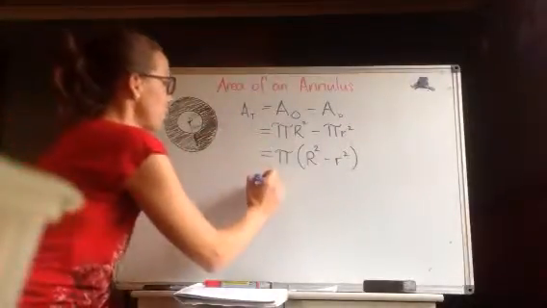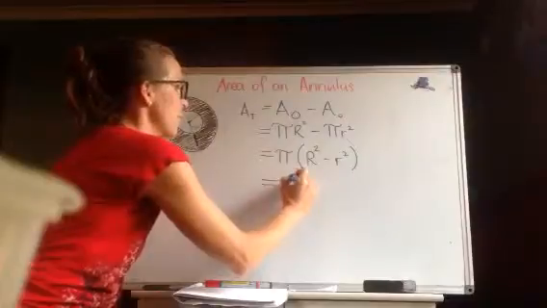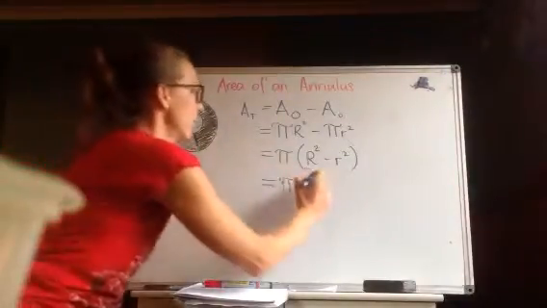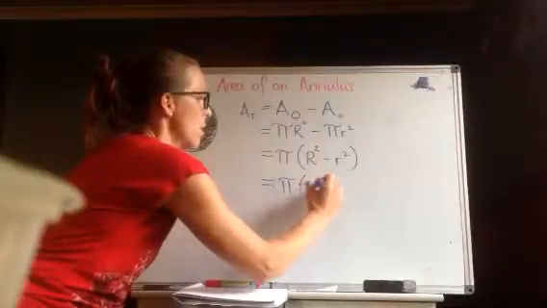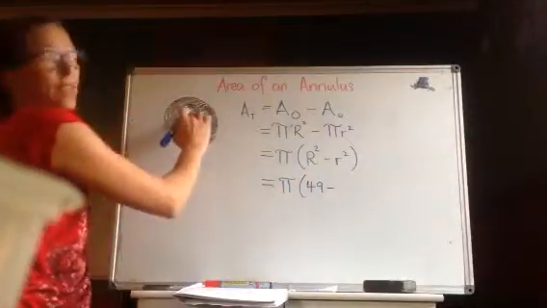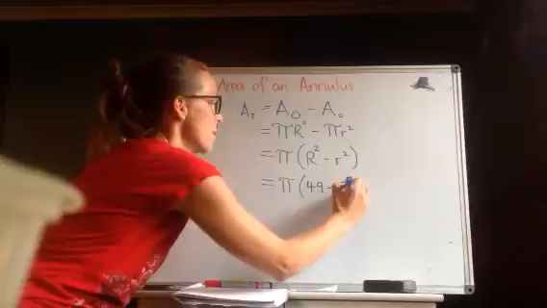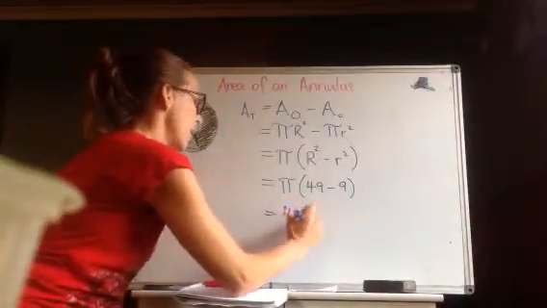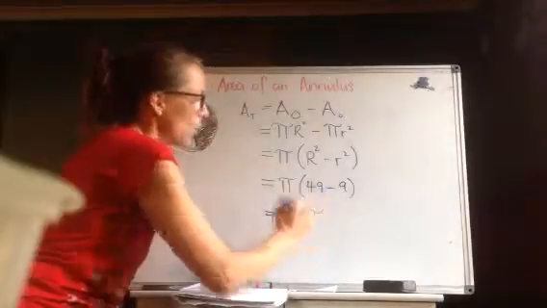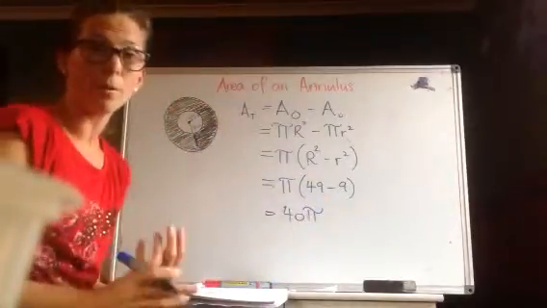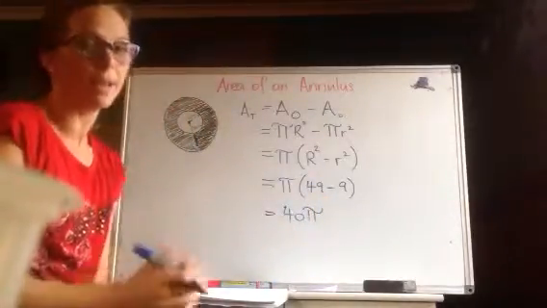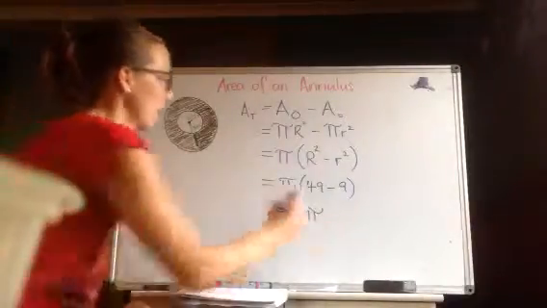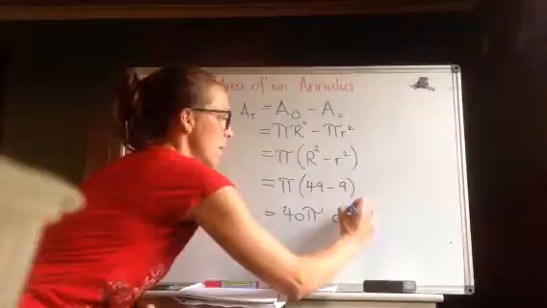Then we can substitute in. The big radius is the largest radius, so 7 squared, so 49. Take away the small radius, 3 squared, which is 9. 49 take 9 is 40. And because this question is only related to circles, quite often you'd be asked to leave it in exact form. If it was in exact form, you'd leave it as 40 pi centimetres squared.